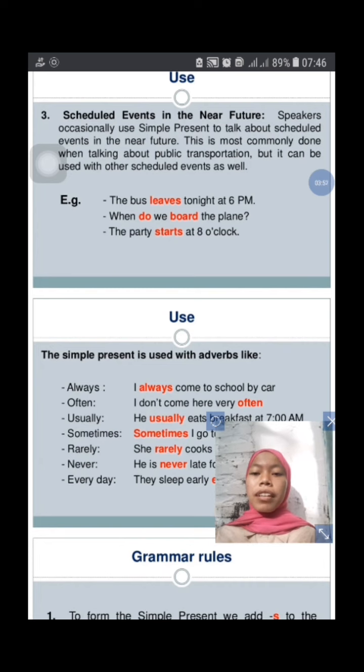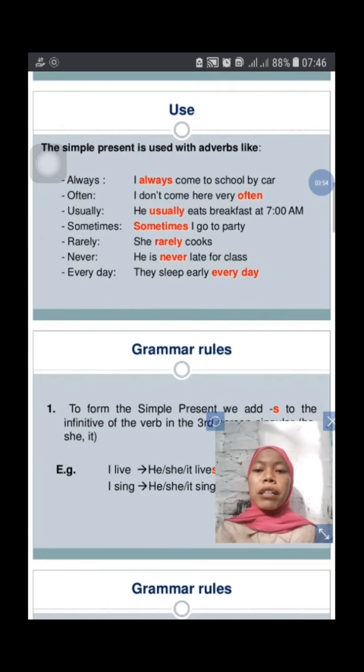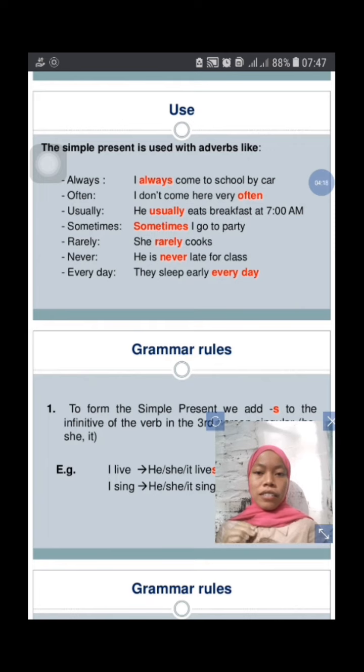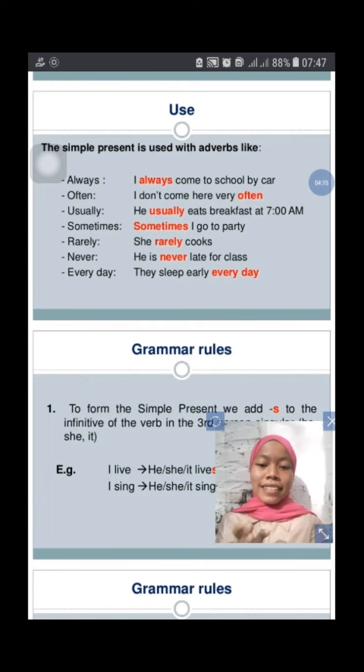Okay, and next, the adverbs of time of simple present tense. We frequently use these adverbs of time in simple present tense, like always, often, usually, sometimes, rarely, never, and every day. The example: I always come to school by car. Always shows that the sentence is simple present tense.